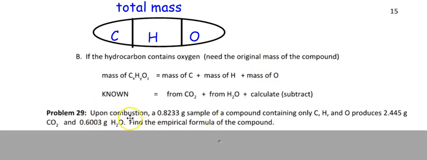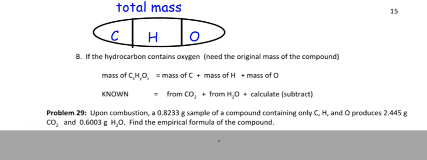So it says upon combustion, here is the whole amount. So in this case, this is 0.8233 grams of the total thing. Contains carbon, hydrogen, and oxygen. Well, it produces 2.445 grams of carbon dioxide. So if you know grams of carbon dioxide, you find grams of carbon. And it takes 0.6003 grams of water. Well, if you know that many grams of water, you can find that many grams of hydrogen. From there, you'll know this amount here, subtracting the mass of oxygen.